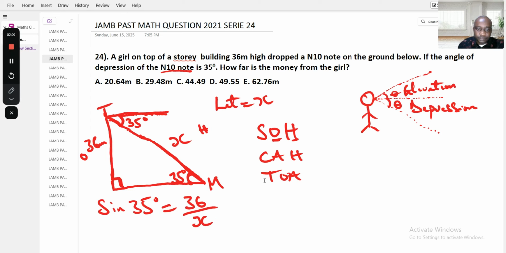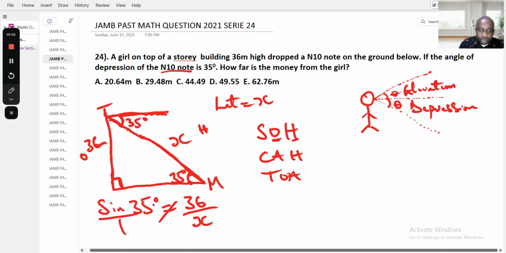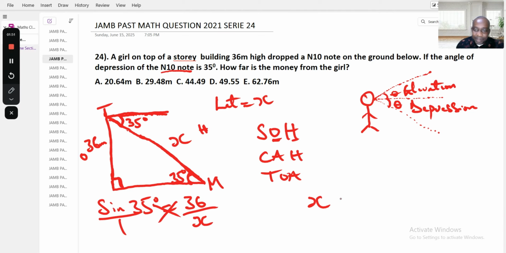Now, what are we going to do? We are going to cross multiply. Multiply this by this and multiply this by this. X multiplied by sine 35 degrees equals 36 times 1, which is going to give us 36.